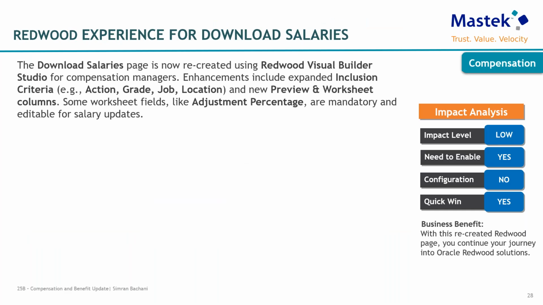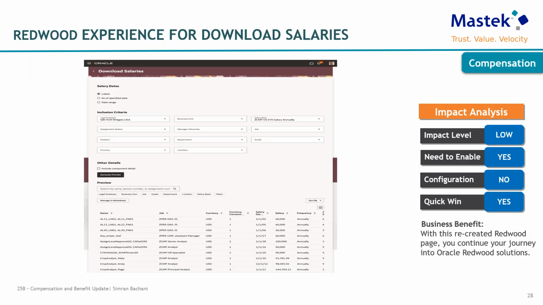Next is Redwood experience for download salaries. Compensation managers can now use the recreated download salaries page with the Redwood toolset, which includes enhanced inclusion criteria and preview worksheet columns. New fields such as action, country, department, and job can now be added to the inclusion criteria and preview table. The worksheet includes mandatory fields like action, FTE, grade, and step with an editable adjustment percentage option. This enhancement streamlines salary management within the Redwood experience, improving functionality and user experience. Here you can see the download salary enhanced page in the Redwood.